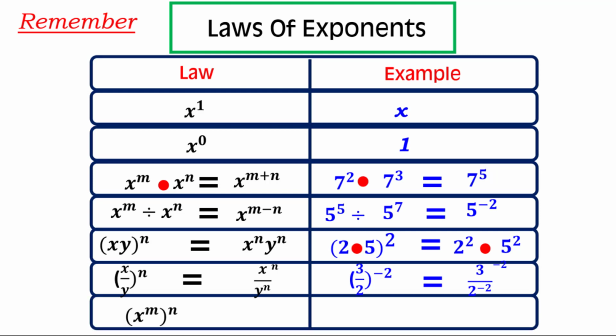The last one: if we have two powers m and n, we can multiply the two powers and keep the same base, so it will be x raised to the power m times n. For example, (x squared) all to the power negative 3 is x raised to the power 2 times negative 3, which is negative 6.